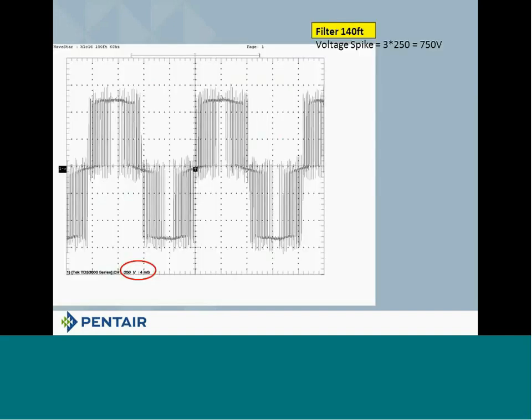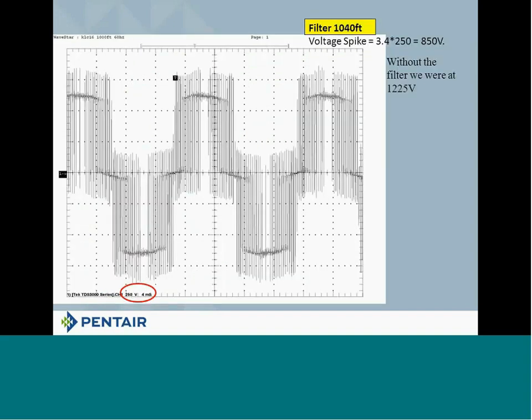Okay? Now, what a filter does is a filter brings it down even more. So here's that same 140 feet, and notice now our spike is only 750, which means we could use a standard motor as long as we use the reactor. Okay?